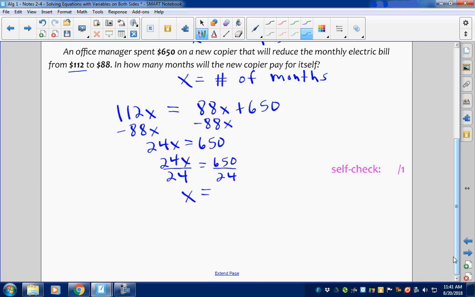We can do the long division of 24 into 650. You're using our calculator. What do you get? 27.08.